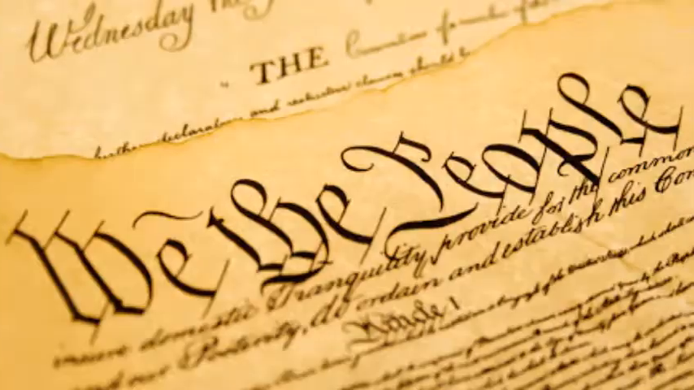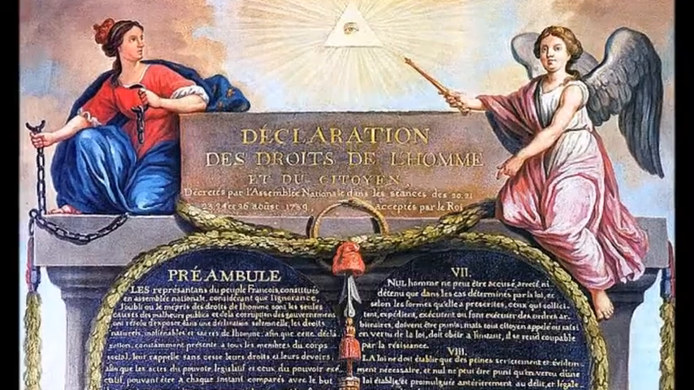Let's look, for example, at the French and the American revolutions. In both cases, official documents were signed, the American Constitution and the Rights of Man and Citizen. Both of these documents are still valid today and are the basis of, respectively, the American laws and the UN Declaration of Human Rights.